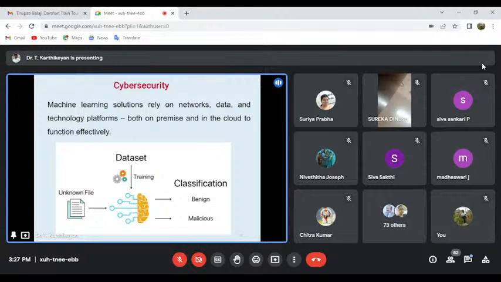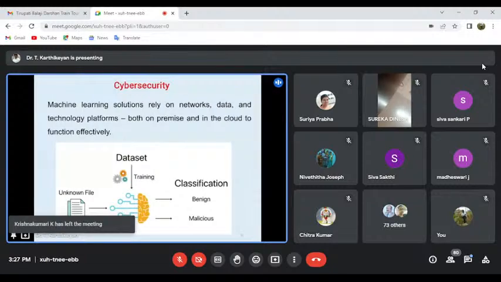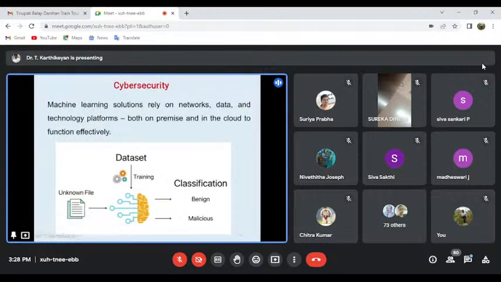See here in this diagram, you can see the unknown file can be sent through this network, and this network is embedded with machine learning and artificial intelligence techniques. This machine learning technique divides the data into proper data or malicious data. Based on that, the receiver receives only proper data, and the malicious data can be avoided by using this particular technique.